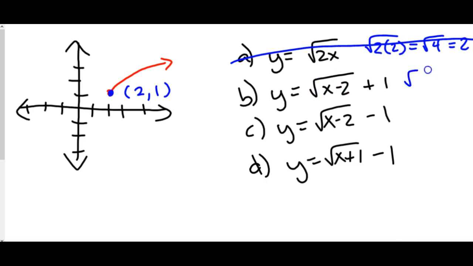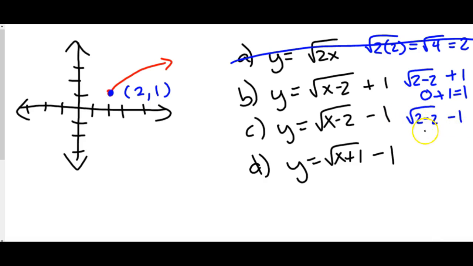Plug in 2, we have the square root of 2 minus 2, plus 1. 2 minus 2 is 0, plus 1 is 1. That one looks correct. They can try to trick you though, so you either need to check a second point, or you need to check all the answers to make sure.